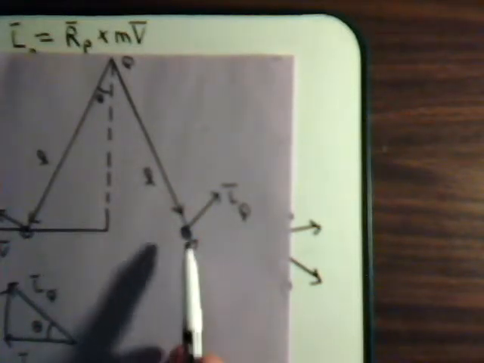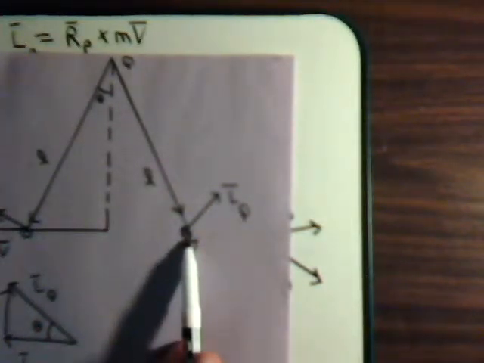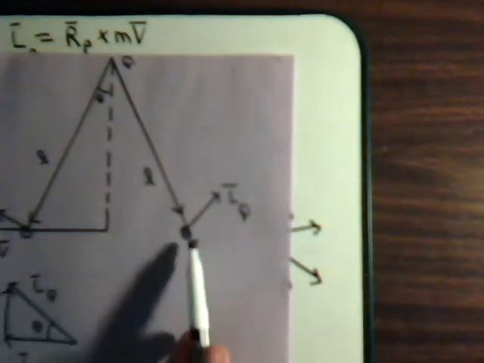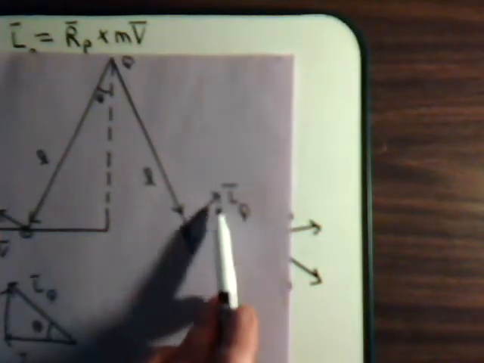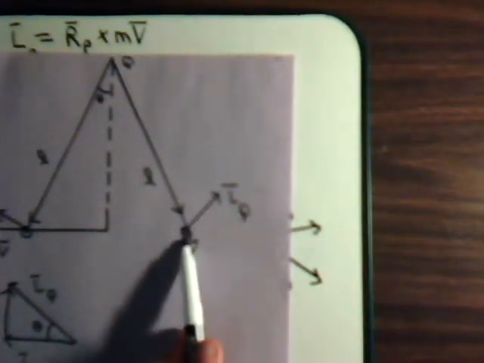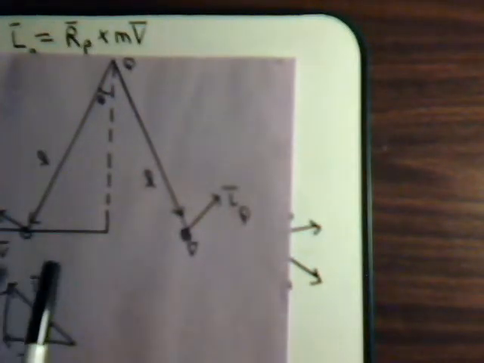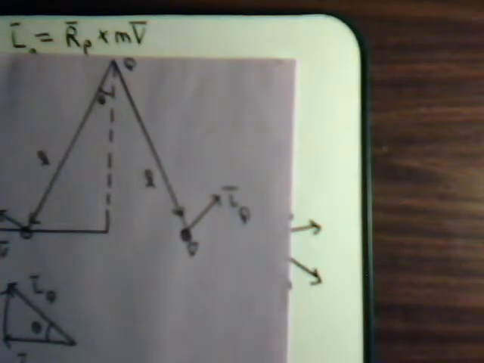Here the velocity vector is pointing right out of the board. Here it's pointing right into the board. Here the angular momentum is pointing in this direction with respect to Q, and here it's pointing in this direction with respect to Q. So we see that the direction of the angular momentum taken with respect to Q changes as the particle is moving about the circle.